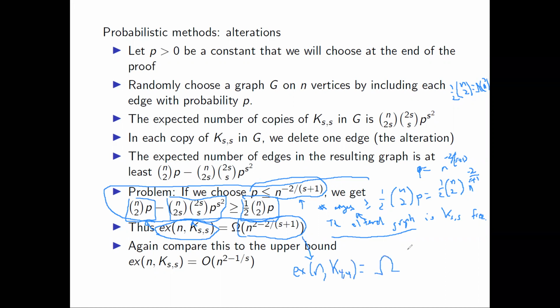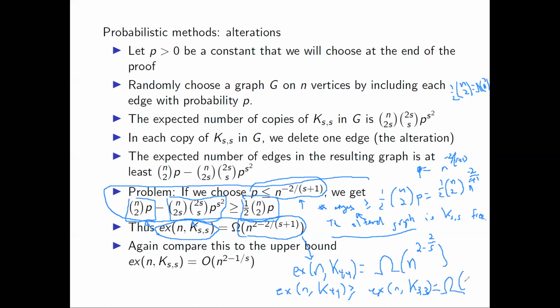equals omega of n to the 2 minus 2/5. And we can also say that ex of n, K_{4,4} is greater than or equal to ex of n, K_{3,3}, because K_{4,4} contains K_{3,3}, and this equals omega of n to the 2 minus 1/3. And 2 minus 1/3 is greater than or equal to 2 minus 2/5. So that gives a slightly better lower bound for the case that s equals 4, just using the lower bound that's known for K_{3,3}. But for higher values of s, this actually is the best lower bound that's known. So s greater than or equal to 5 gives you the best lower bound.